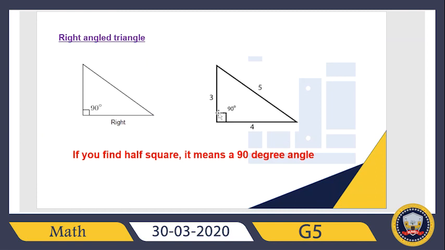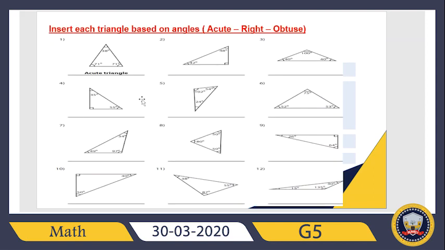So here, if you find this half square inside the triangle, it means 90 degrees. Here he's giving me two angles. The first angle equals 42, and the second angle equals 48. For the third angle, he's just drawing the half square. He didn't write a number. It goes without saying, as long as I see this half square, it means 90 degrees.